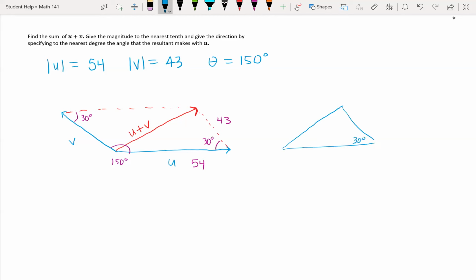where I have 30 degrees here, I have 43 for magnitude here, and I have 54 for magnitude here. And I'm trying to find this value over here, which is the magnitude or the length of the vector u plus v. And so in this case, I'm going to use the law of cosines. By the law of cosines, the length of the vector, we'll call it u plus v, is going to be one of the sides squared plus the other side squared.